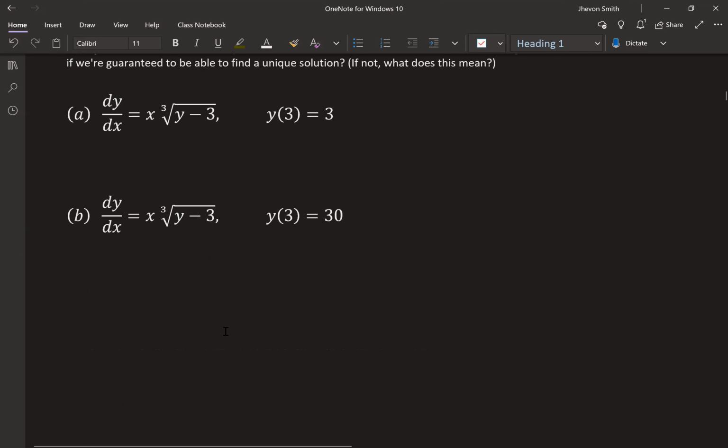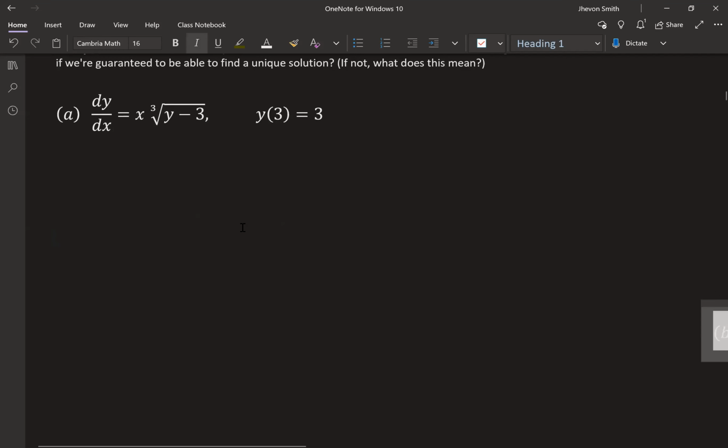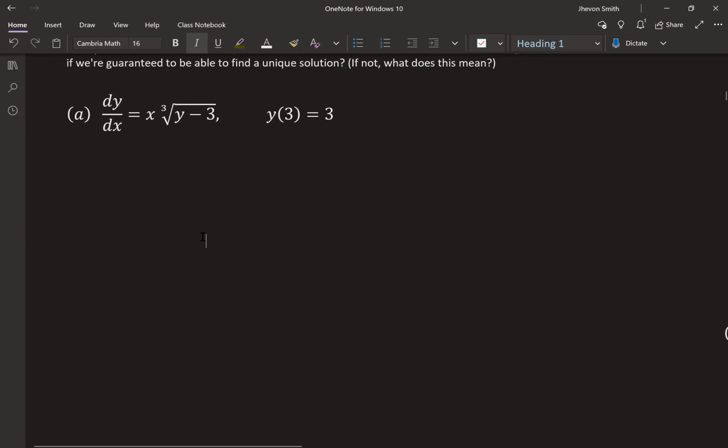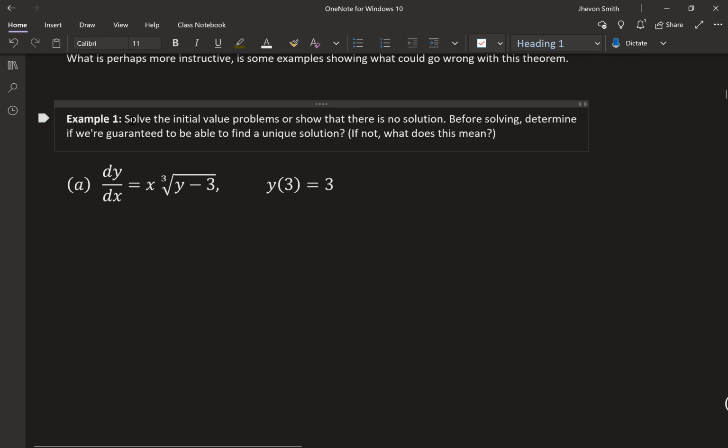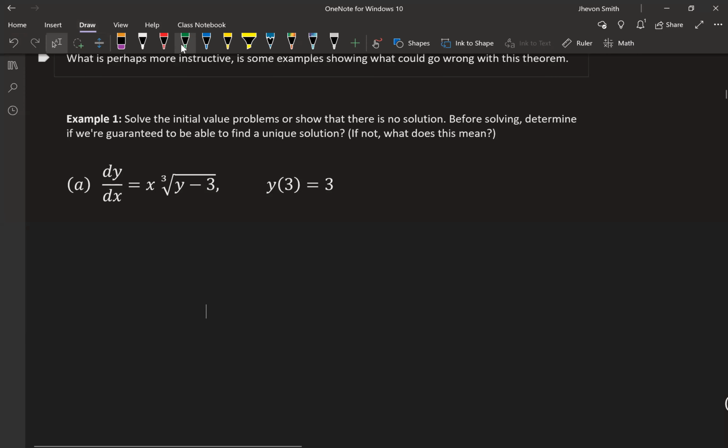But before that, let's illustrate with these two examples the existence and uniqueness theorem for first order nonlinear. Here is an example of a first order nonlinear ODE. And here's the question. I want you to solve the initial value problem or show that there is no solution. Before solving, determine if we're guaranteed to be able to find a unique solution. If not, what does that mean? So looking at this, are we guaranteed to be able to find a unique solution?